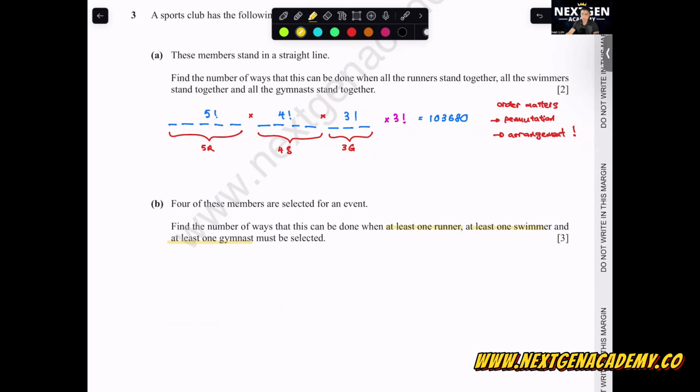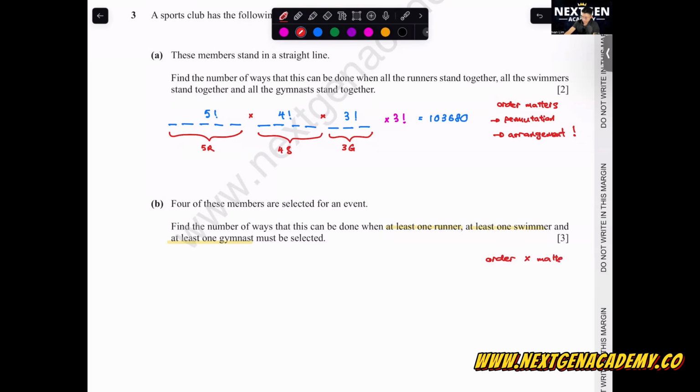So what's the keyword here? 4 of these members are selected for an event. So you ask yourself, does it matter if I choose the runner first, then the swimmer, then the gymnast? Or does it matter if I choose the swimmer first, or the runner, or the gymnast? Or it doesn't matter as long as they are inside the group selected for this event. As long as they are inside, the order doesn't matter.